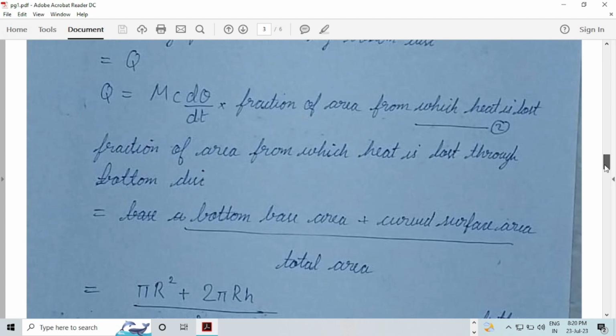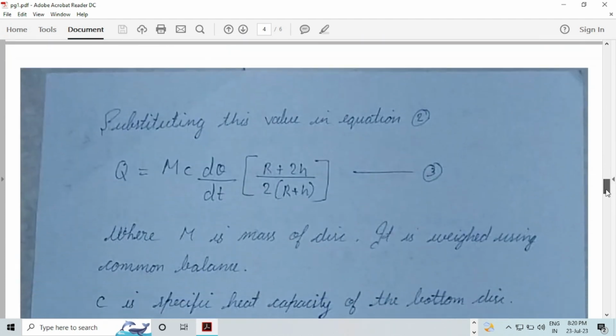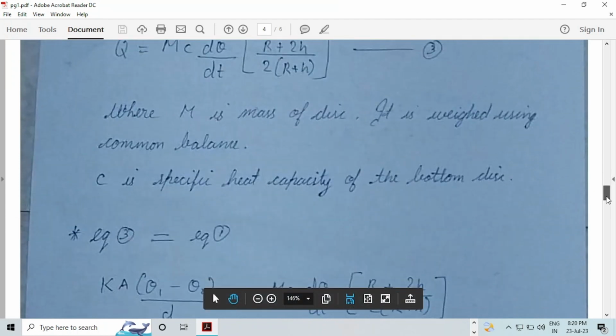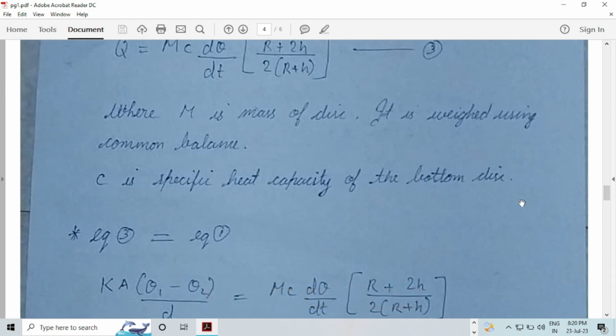we are substituting this value in this equation, we get q is equal to mc d theta by dt into r plus 2h by 2 into r plus h, where m is the mass of the least disk. It is weighed using common balance, and c is the specific heat capacity of the least disk or the bottom disk. Now if you found out something, equation 3 is equal to equation 1.